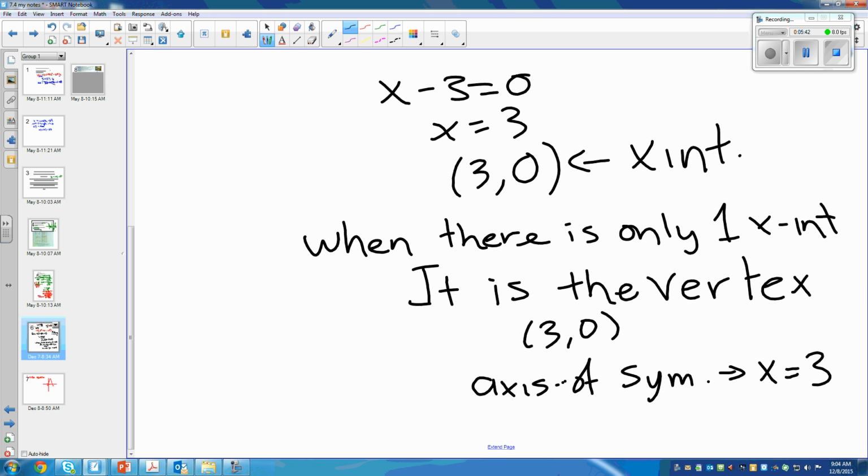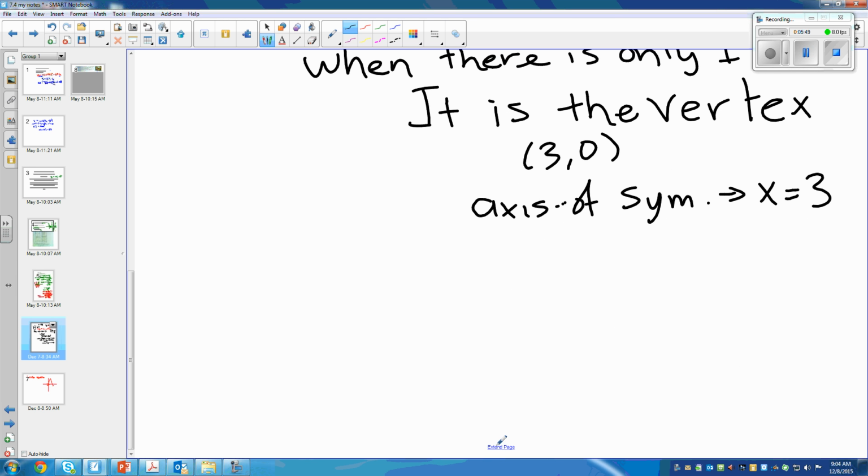So, if we are going to graph this, we only have 1 point to graph. Can we do anything with 1 point to graph? 3, 0. We only have 1 point to graph. Can we do anything with that? Not really. We have this axis of symmetry that comes down here. Sorry, it should be straight in there.